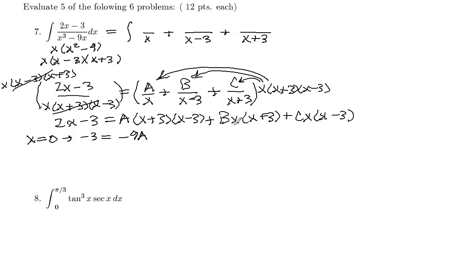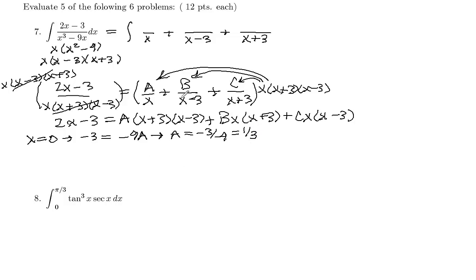And then when you plug the 0 in here, you get b times 0 plus 3. Well, that's just going to drop out. And then c times 0 minus 3, that's going to drop out. So we just have negative 3 equals negative 9a. So divide both sides by negative 9. And that's going to tell us that our a is going to equal negative 3 over negative 9, which is 1/3.